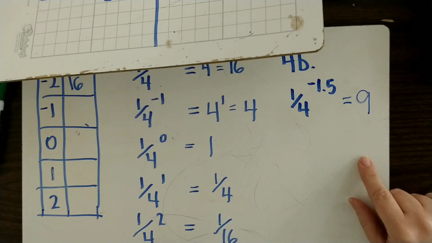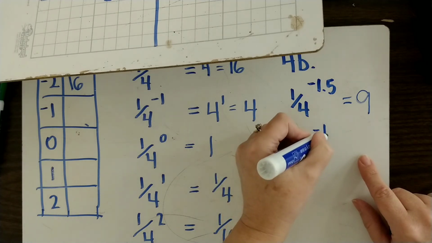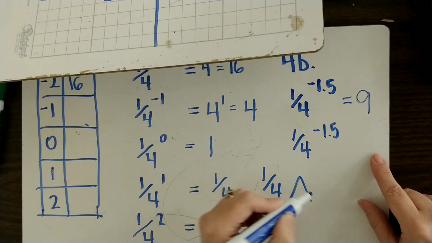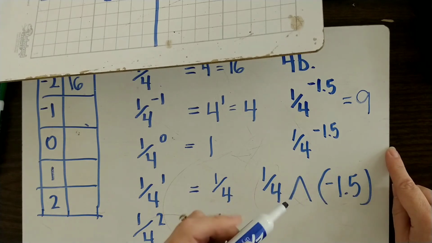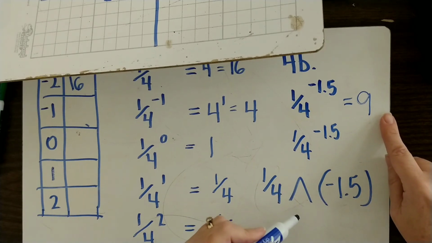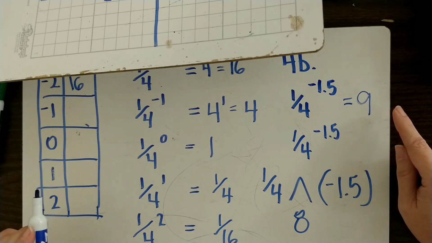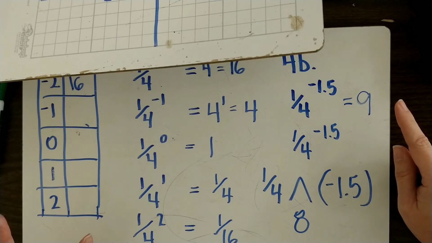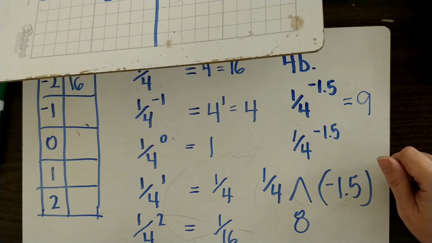Now, if you put it into your calculator, 1/4 to the negative 1.5 power, by typing in 1/4 raised, put in parentheses, negative 1.5, you don't get 9 this time, but you get 8. Remember, graphs are approximates. They're estimations of what we plot, and putting it into a calculator will give us an exact answer. So I would say we were pretty close on this.